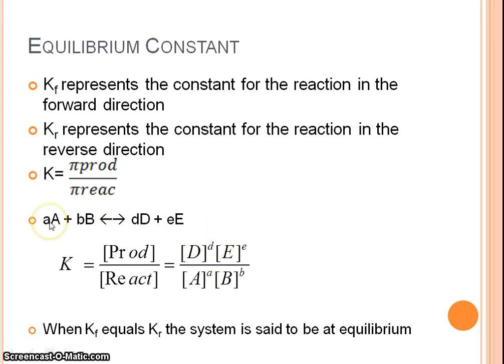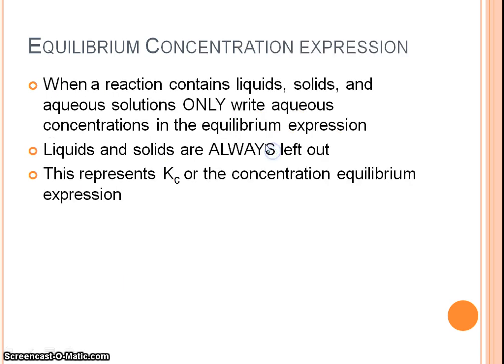So in this general example, we have A plus B yields D plus E. So we have the multiplication of the products, each raised to their individual powers, which are the moles, all over the multiplication of the reactants raised to their powers, which are also the moles. When Kf equals Kr, the system is said to be at equilibrium, and that is what the equilibrium constant is.